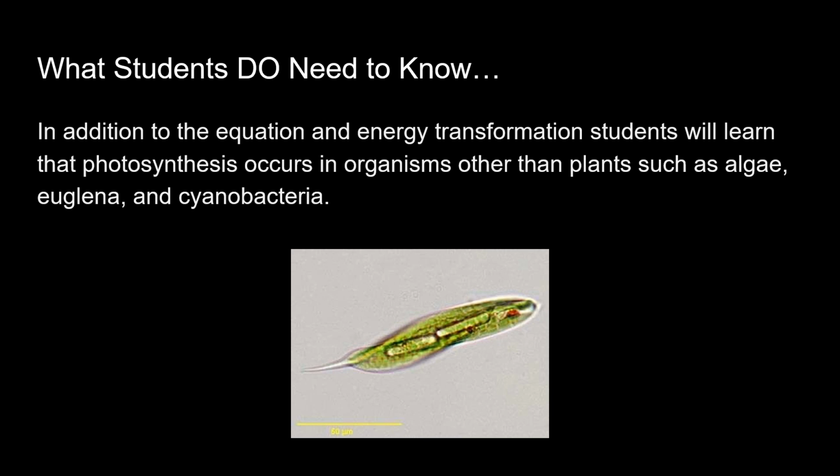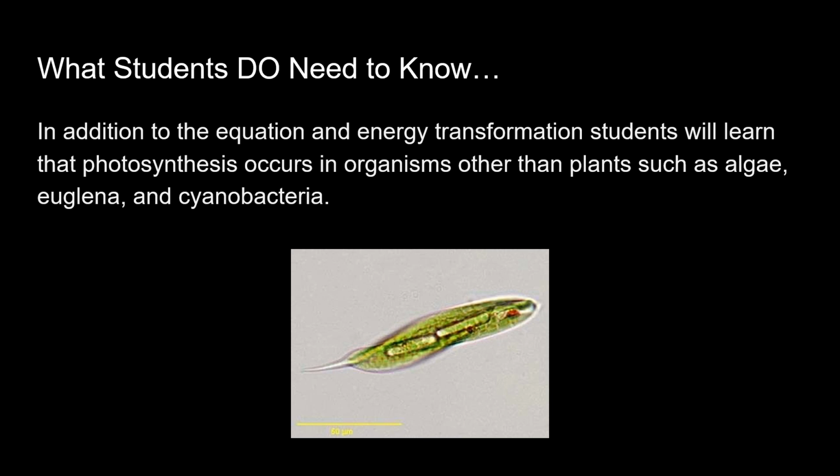One of the things that is also maybe new to students is that it's not only plants that do photosynthesis. That can occur in things such as algae, euglena, cyanobacteria, even purple sulfur bacteria do a different type of photosynthesis. So those should be touched on, but they don't need to know the specifics of that, just that it does occur in some other things.